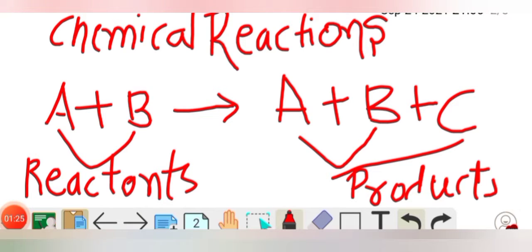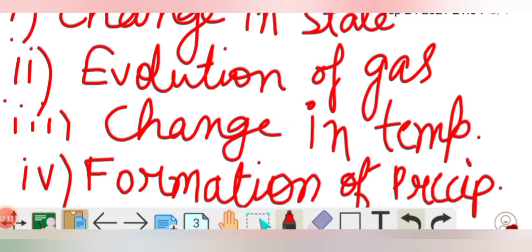Then we will learn how we can identify a chemical reaction. First of all, there should be a change of state, there should be evolution of gas, there should be a change in temperature, and the formation of a precipitate. We will go through these chemical reactions one by one, and we will understand all these 4 characteristics in all reactions.